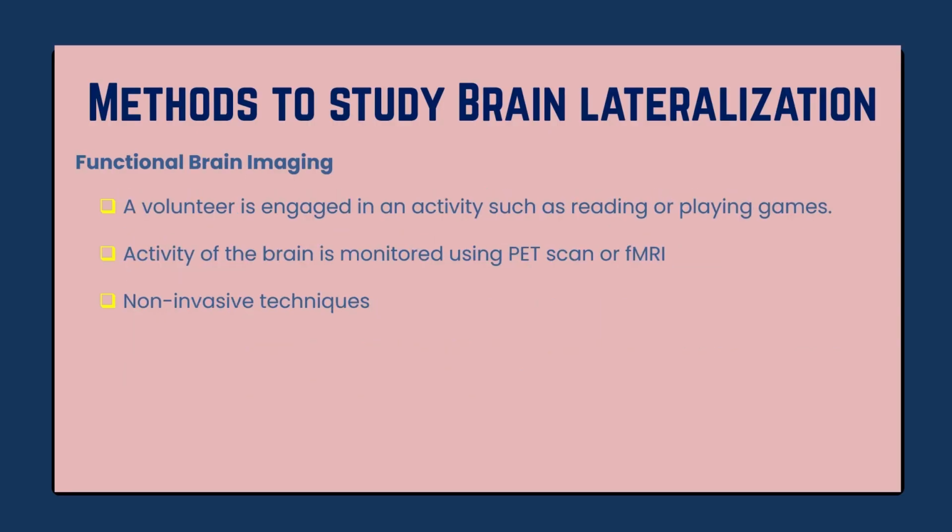Alright. Next we have functional brain imaging. We have studied neuroimaging in methods to study biopsychology, right? So this is a part of it. Here, a volunteer is engaged in an activity such as reading or playing games. And when the person is engaged in these activities, the activity of the brain is monitored using PET scan or fMRI. What is PET scan? Positron emission tomography. What is fMRI? Functional magnetic resonance imaging. These are non-invasive techniques, which means the studies are conducted from outside the brain. There is no surgery involved, right?